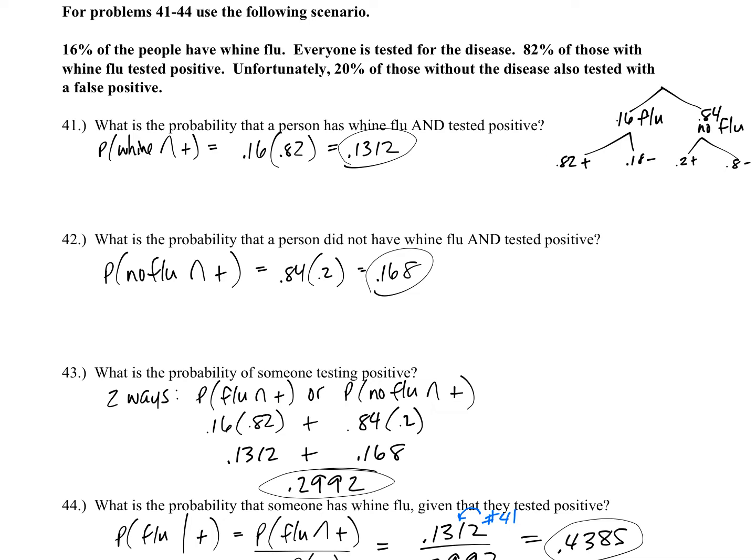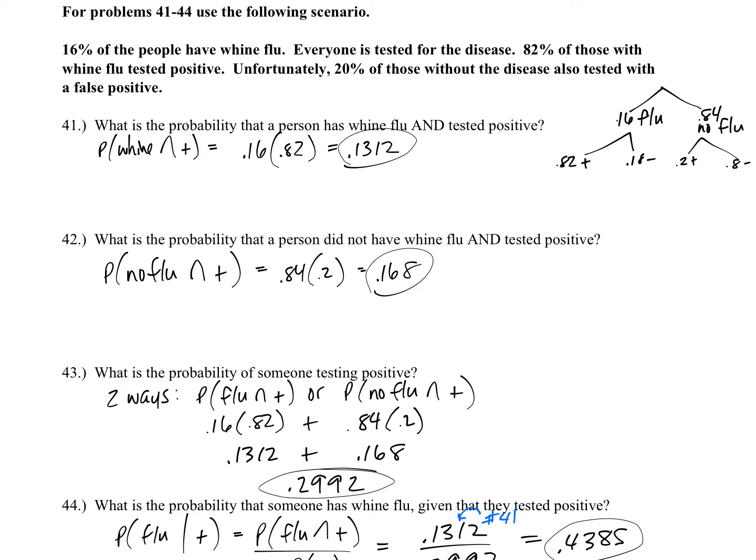What's the probability the person has swine flu and tested positive? When you go down the tree, you just multiply. So 0.16 times 0.82. You just multiply those straight up. What's the probability a person did not have swine flu and tested positive? So not swine flu is 0.84 and tested positive is 0.2. So again, when you work your way down the tree, you just multiply.